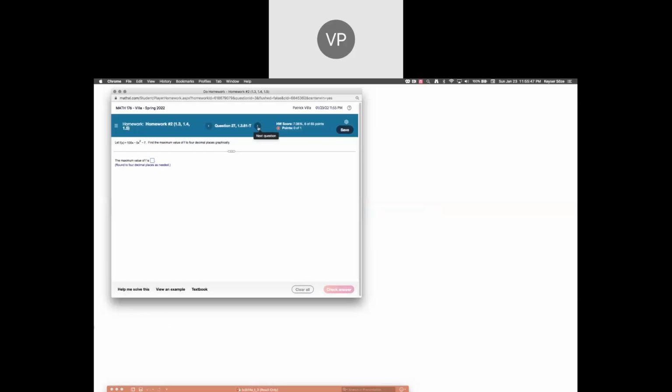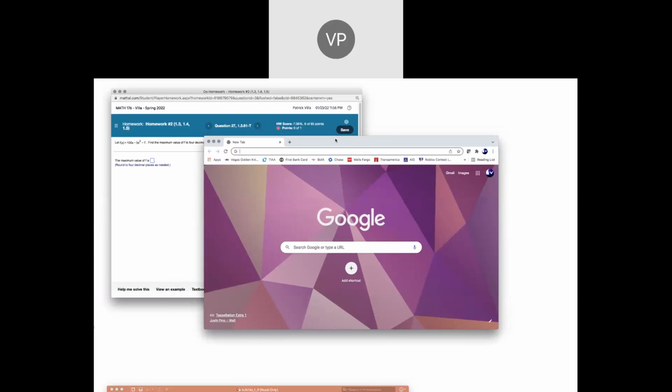Let's look at number 27 here. Again, my pattern is I'm just going every 4, and hopefully this will give you enough of a sample here. They want to know what's the maximum value of this. Now, they want you to find this graphically. So that means they want you to graph this and use the answer that you get on the graphing calculator.